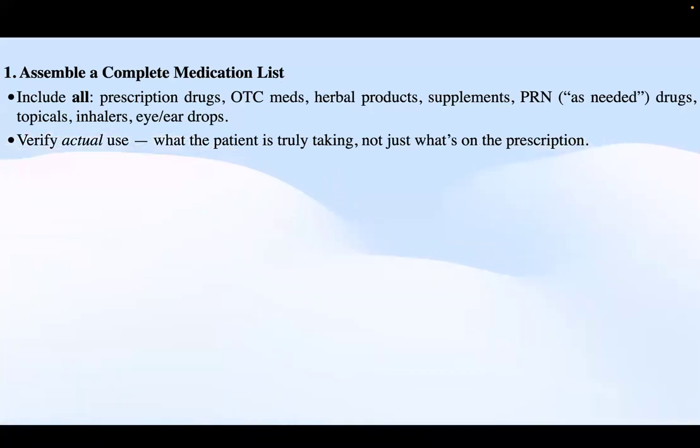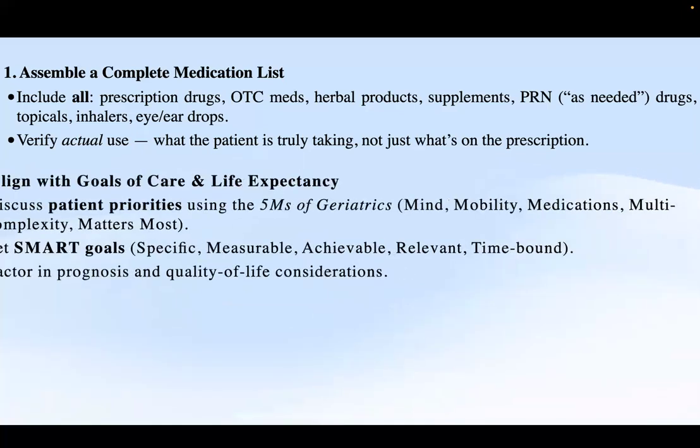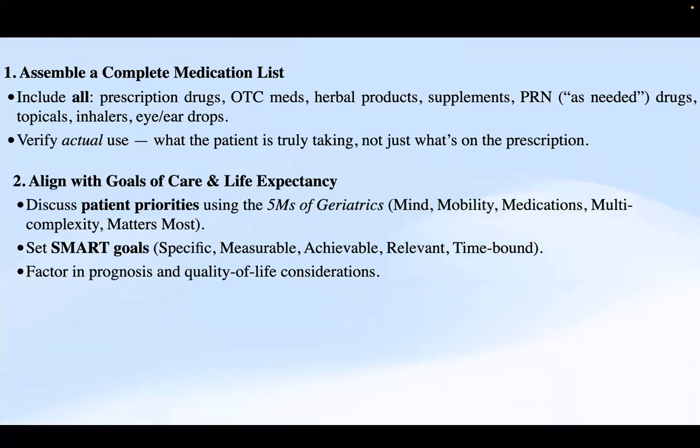Assemble a complete medication list is the first step. Include all prescription, OTC, herbal, supplements as needed, and also topicals or inhalers, eye and ear drops. Verify actual use, what the patient is truly taking, not just what's on the prescription. Okay, that is a very important line. Second, align with goals of care and life expectancy. Discuss patient priorities using the 5 M's of integrated care: mind, mobility, medication, multi-complexity, matters the most. I already explained that. Set the SMART goal: specific, measurable, achievable, relevant, and time-bound goals. And factoring in prognosis and quality of life considerations is a must.